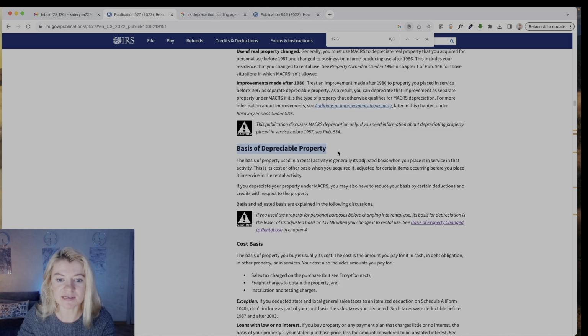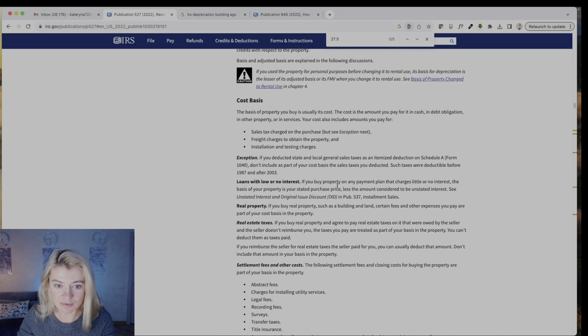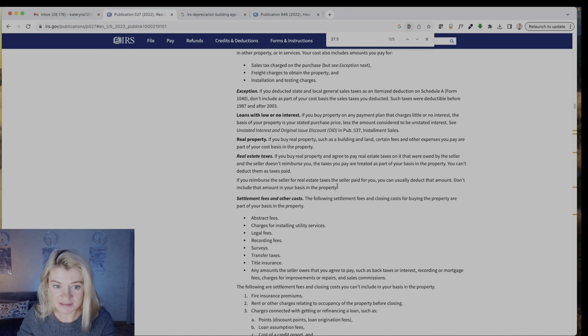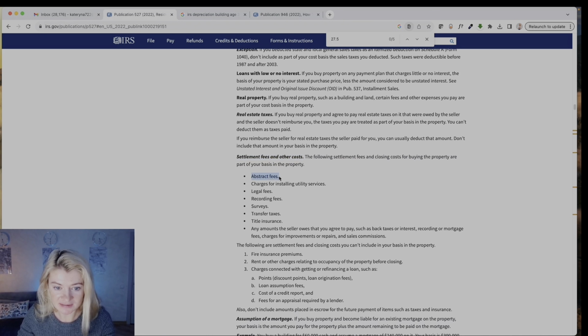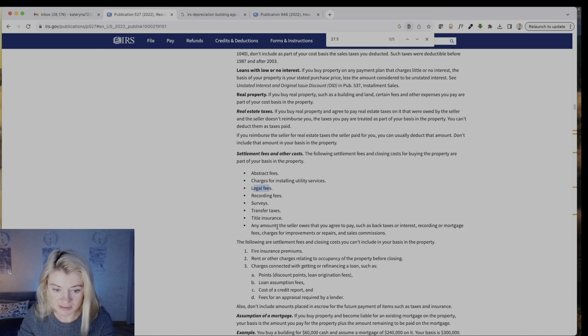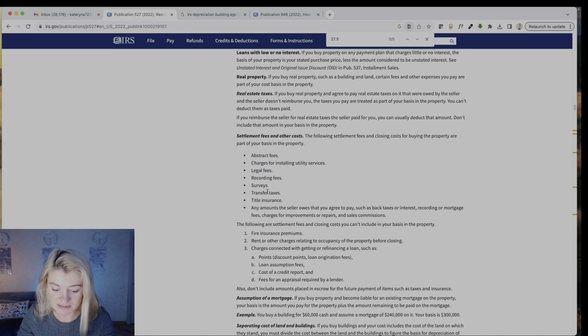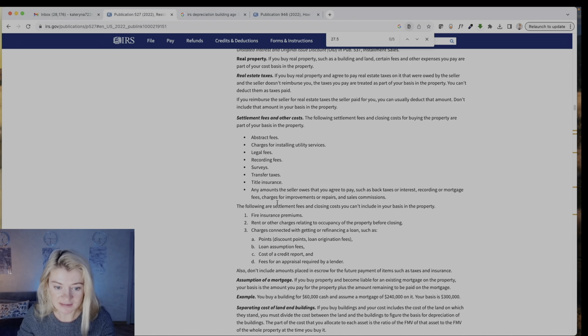This part is about basis for depreciable property, and it goes over examples of what cost is, what it includes, and what it doesn't. Basically, the adjusted cost of the property you're purchasing is the price you purchase it for and also additional costs associated with it, called settlement fees and other costs. Like it says here, it can be any of those: legal fees, transfer taxes, title insurance, surveys, things like that. Here it doesn't include real estate taxes.